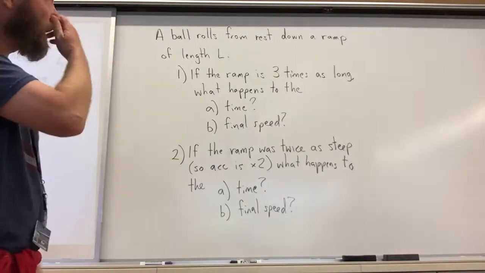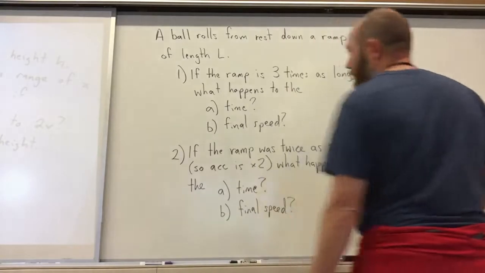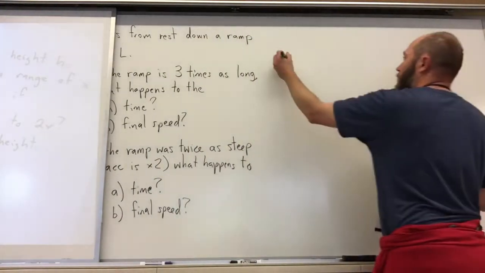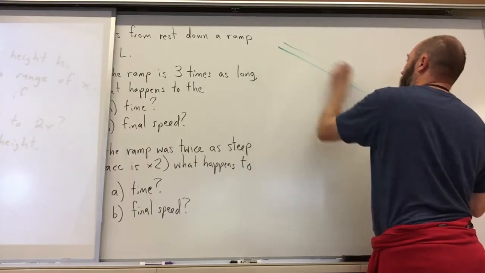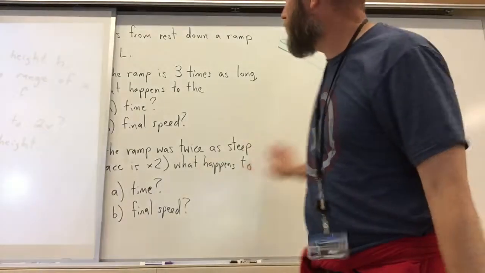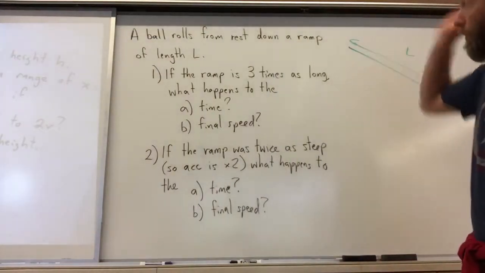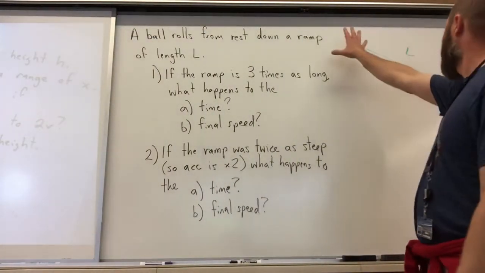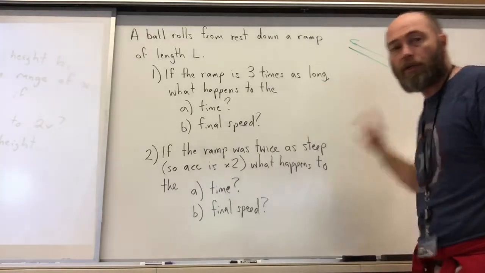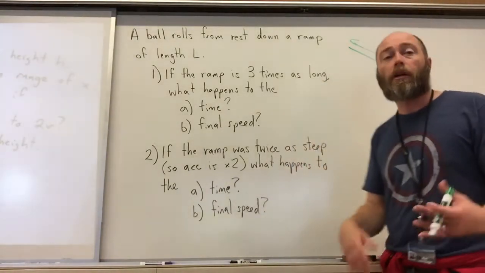A ball rolls down a ramp of length L. So if I was to show this to you, here is my ramp of length L, okay? It says, if the ramp was 3 times as long, what would happen to the time going down the ramp? What would happen to the final speed at the end? So let's go through this.